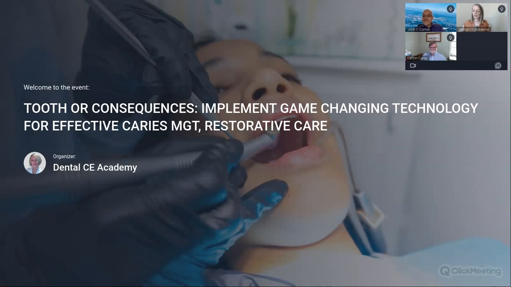Question about, is this strictly to be used with composites or can it also be used with amalgam?